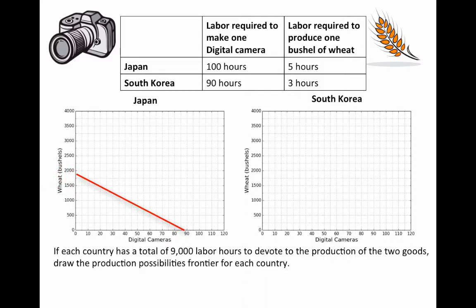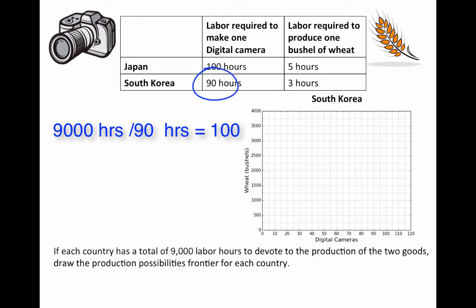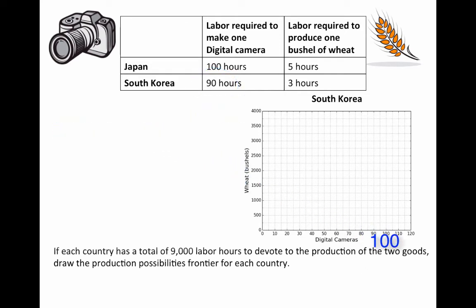In South Korea, the South Koreans could spend all of their labor hours in the production of digital cameras and produce 100 digital cameras, or spend all of their labor hours in the production of wheat and produce a total of 3,000 bushels. We'll also assume that South Korea could choose to produce any combination in between.